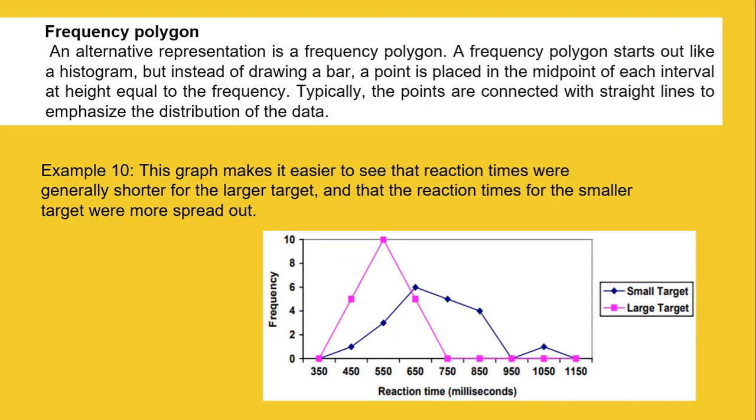Look, it could look like this, for example, in a graph that shows reaction times. So this is the frequency polygon. It can also show you the spread of the data.